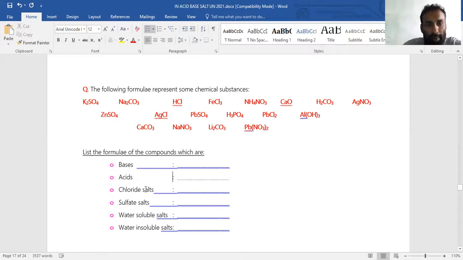Chloride salt means salt you get from hydrochloric acid. Sulfate salt, the salt you get from sulfuric acid. Water soluble salt, the salts which are water soluble. This is just learned. Water soluble salt. All nitrates are soluble. If nitrate is present, soluble. If a group 1 metal is present, sodium, potassium, must be soluble. Ammonia present, ammonium salt soluble.